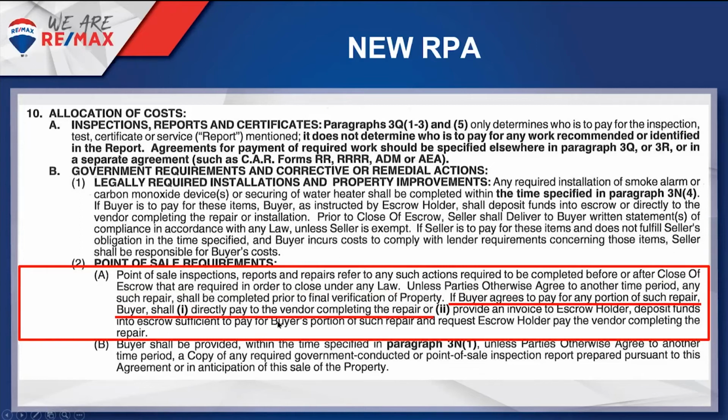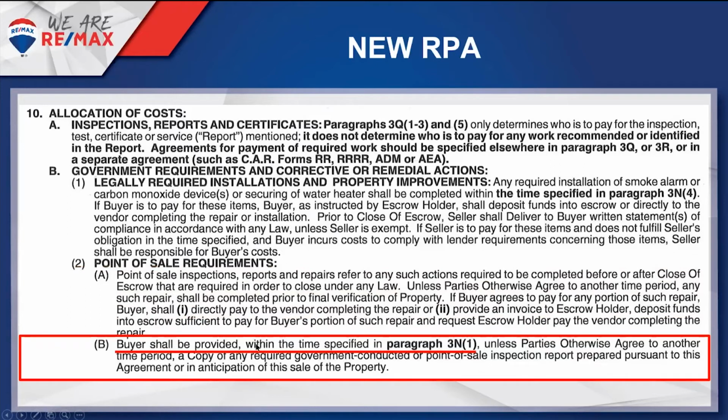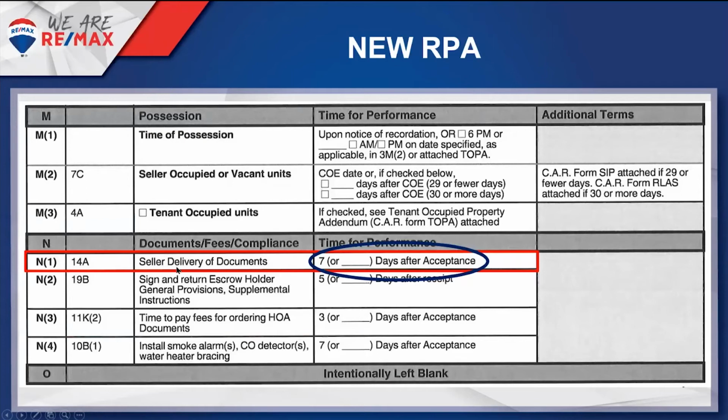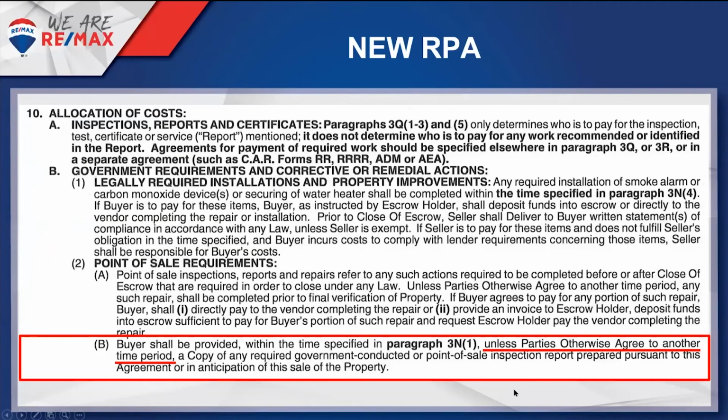Buyer agrees to pay for any portion of such repair directly to the vendor if the buyer agrees to assume the cost for a point of sale requirement and provide escrow an invoice. Buyer shall provide within the time specified, which is again 7 days, unless otherwise specified, a copy of any required government-conducted point of sale inspection report prepared pursuant to the agreement.